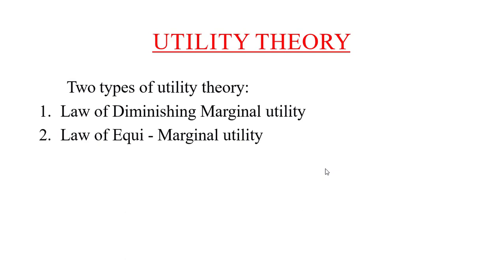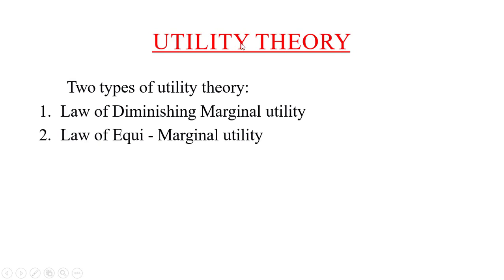Before knowing the meaning of this, you should know what is utility theory. There are two types of utility theory. First is Law of Diminishing Marginal Utility and second is Law of Equi-marginal utility. So these two topics, that is diminishing marginal utility and equi-marginal utility, we'll be discussing in detail in the next slides.